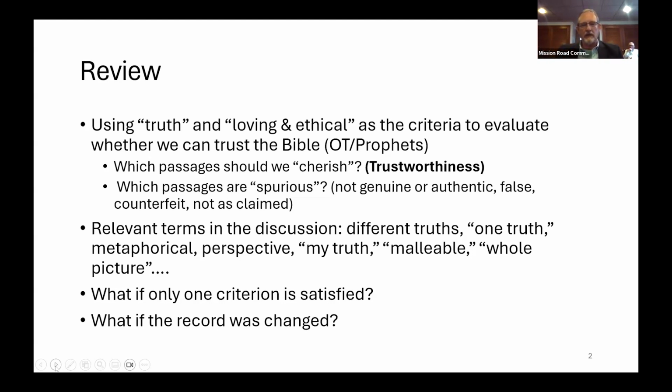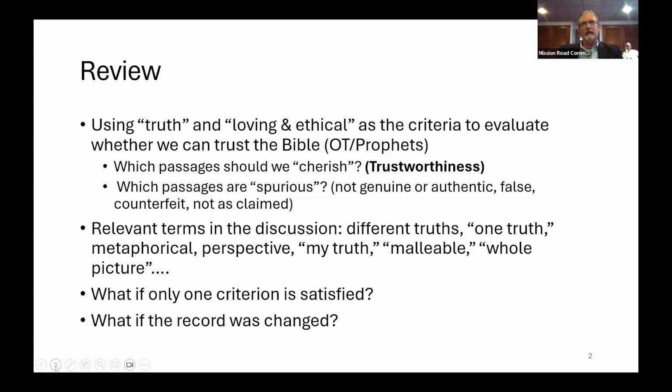Different perspectives, I heard that term. I heard my truth, something that's true for me may not be true for Steve, but that's because I perceive it in that way. That's my perspective. Ryan's not here today, but he used the term malleable, which I thought was very good. Malleable means bendable, so sometimes truth is, for some people, a little bit flexible. And then whole picture was another term that I heard. So that's some of the discussion that went on. Another question: what if only one criterion is satisfied?